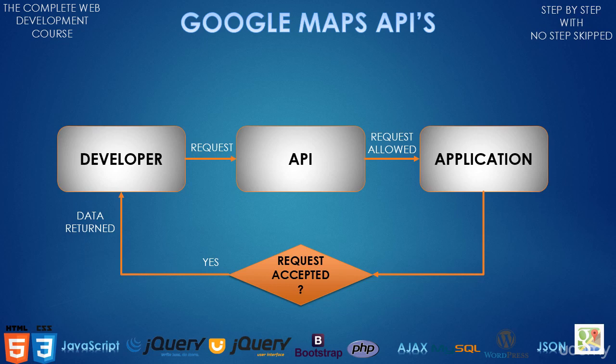So what's an API? API stands for Application Programming Interface, and it's used to exchange data between our website or application and an external application. So the way it works is as follows. We as developers are going to send a request to the API, and the API is going to forward the request to the application in question if the request is allowed.